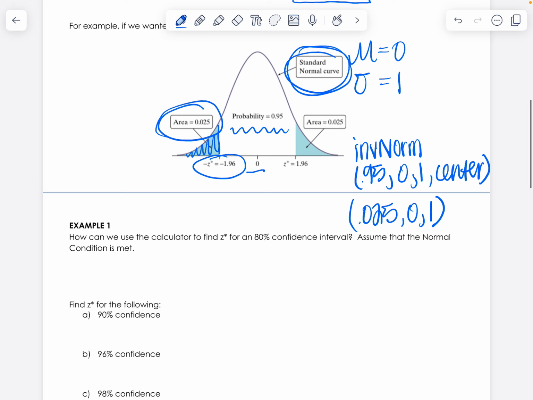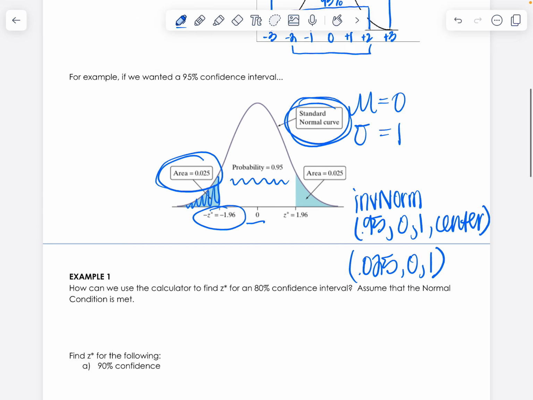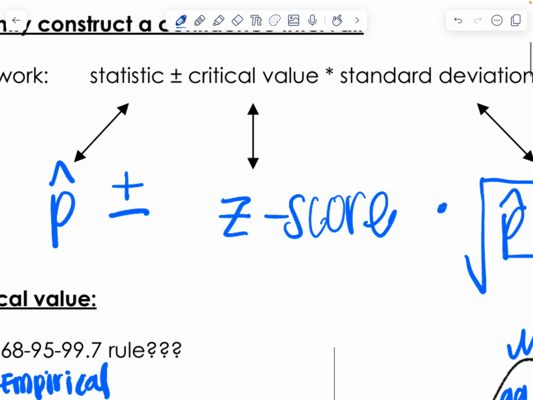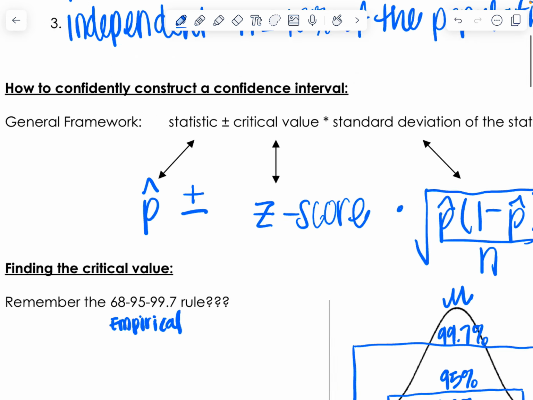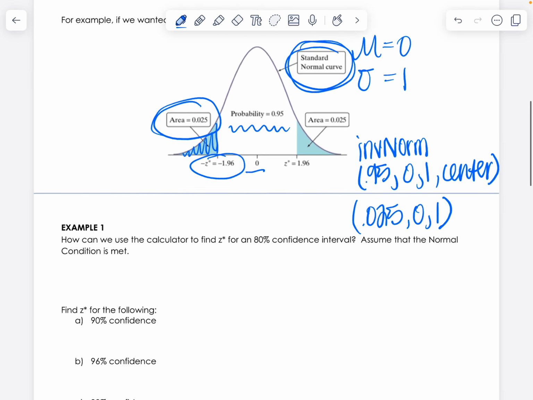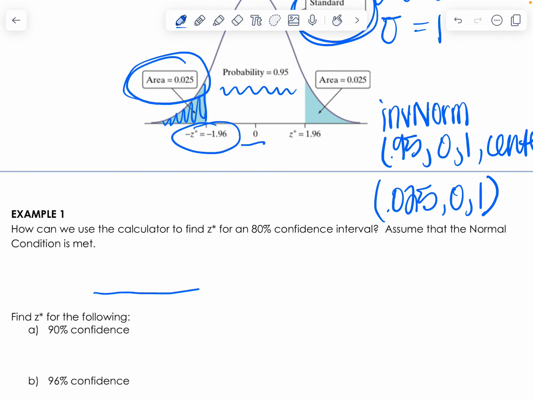And so example 1, we're going to walk through this together. How can we use the calculator to find the z-score for an 80% confidence interval? We're assuming that the normal condition is met. This is why the normal condition exists. If it's not normal, then we can't find a z-score. And if we can't find a z-score, we can't calculate our confidence interval. So we are going to first draw our curve. We know we have a negative z-score and a positive z-score. And we know 0 is in the middle. And we know this area right here is 0.80.